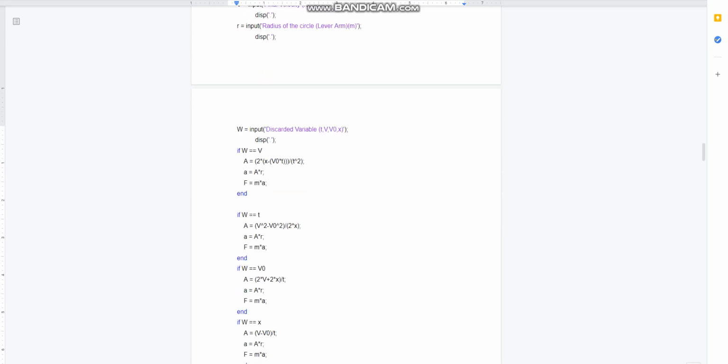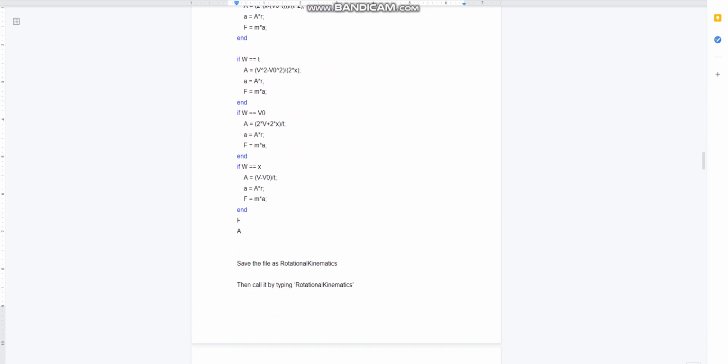And then this code right here is where it gets a little complicated. Pretty much all these if and ends are due to this input right here. So you'll have a discarded variable, and all the kinematic equations are missing one variable. That's why the fifth equation doesn't have angular acceleration. So if we're missing velocity, then it'll go to if w equals v, and then it'll solve it out using the equation that doesn't have velocity, and so on and so forth.